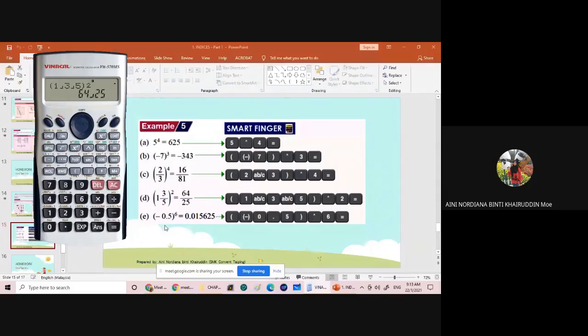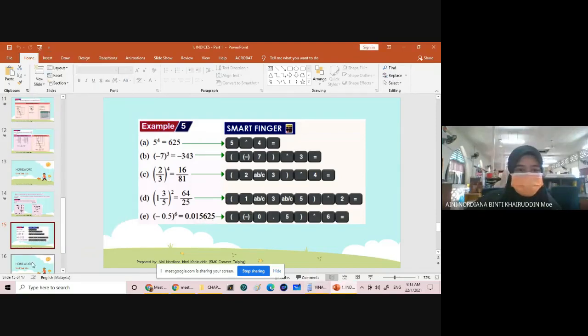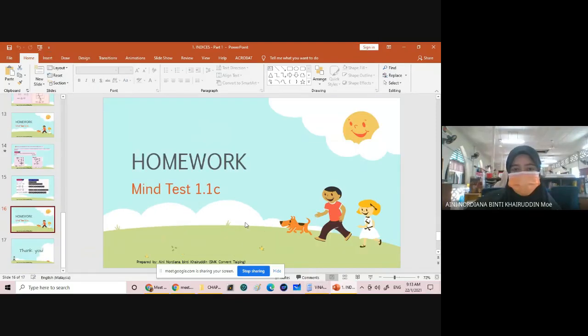The last question. Don't forget the bracket. Negative 0.5 close bracket to the power of 6. Then the calculator will give the answer same as my slide. Okay, so this is the homework. For this week, we have homework: Mind Test 1.1a, Mind Test 1.1b, and Mind Test 1.1c.